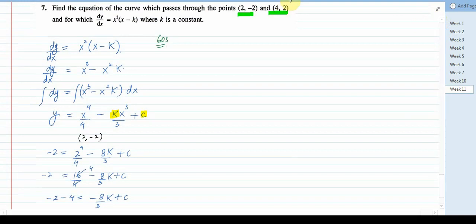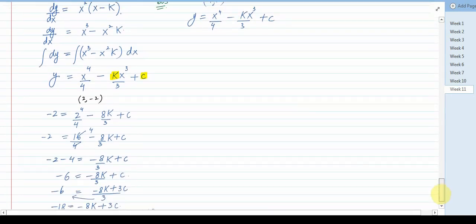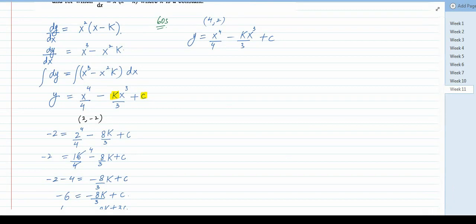Now we need to apply the same strategy on the point 4 and 2. The equation we have is y equals x to the power 4 over 4 minus k x cube over 3 plus c. Instead of x and y, we need to place 4 and 2. So first write down the solution till here and then start the next part. To note it down and start this one, you have a time of 3 minutes. Alright, so start.